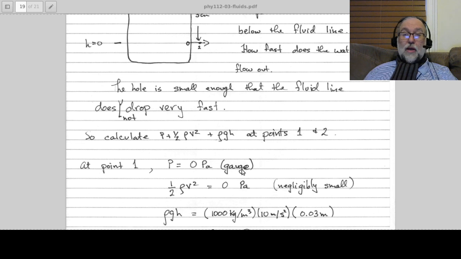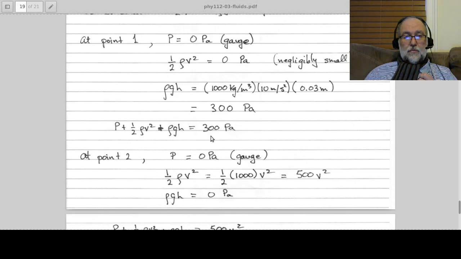Okay. What about the 1/2 rho v squared? Well, I said that the fluid line is moving very, very slowly. In fact, negligibly small. It is moving a little bit, but let's say it's moving so slow that we might as well say that's zero too. And 1/2 rho v squared also has the units of pascals, because joules per meter cubed is pascals. And so the only contribution to the energy density is rho gh. Here, we're using water, so the density of water is 1,000 kilograms per meter cubed. g, we'll use 10 meters per second squared. And h is 3 centimeters, which in meters is 0.03 meters. So we work that out, and we get 300 pascals.